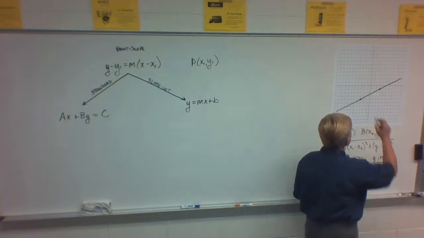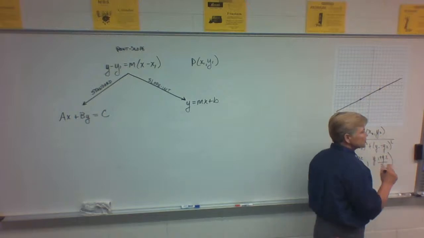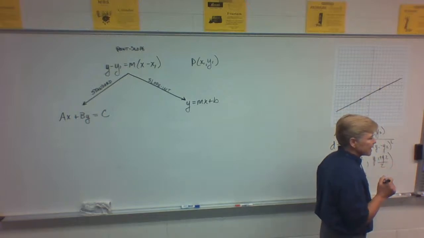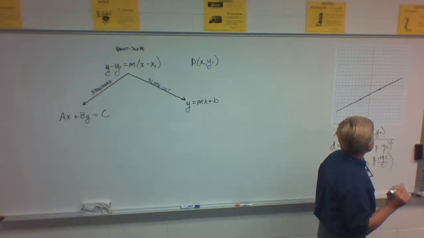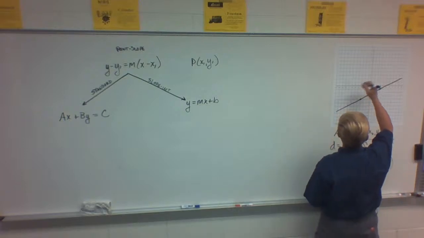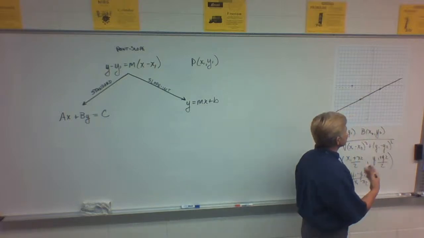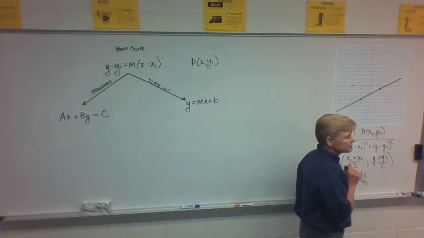It is a half, because you'd have to rise 3 and run 6, and 3 over 6 reduced is a half. Do you agree this line is a half? Then if I wanted to draw a line on this grid that's parallel to this one, and it had to go through, let's say, this point right here, how could I get a line that's parallel to this one?